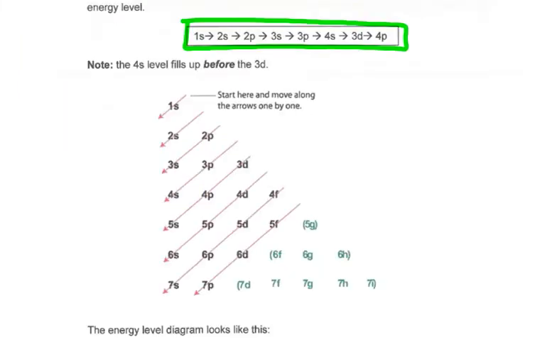So at the top of the screen you'll see the order in which we will fill the electrons up, starting from 1s and moving out. And so we're going to move from the 1s to the 2s, to the 2p, to the 3s, to the 3p. So all of that is as we'd expect, but then the 4s is filled before the 3d.